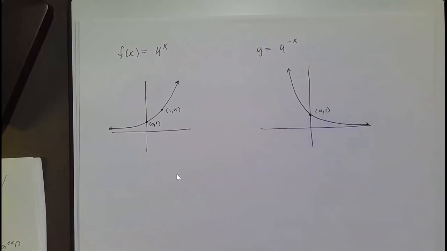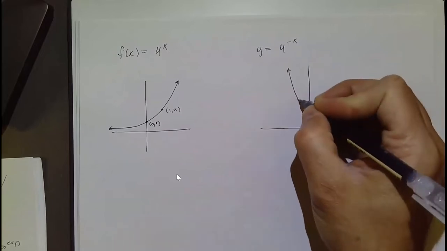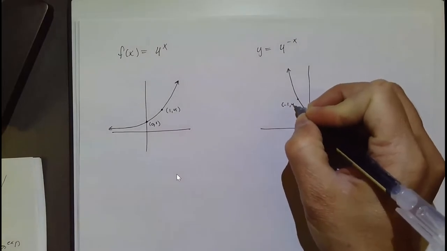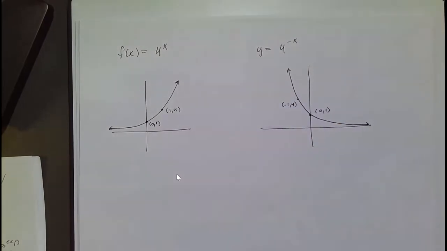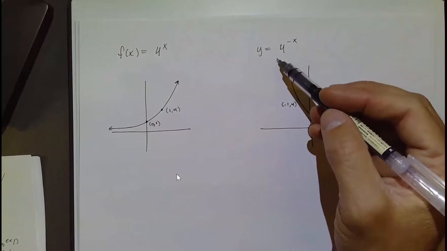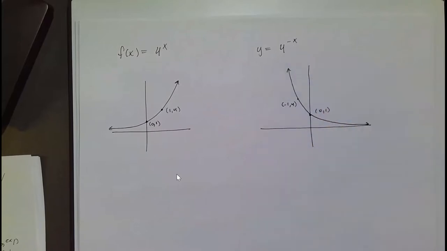And it's kind of nice to see here that instead of x being 1 and y being 4, x being negative 1 is going to give us a y value of 4. Because if x is negative 1, then you're going to get 4 to the negative 1, which is 4 to the first. Two more transformations.